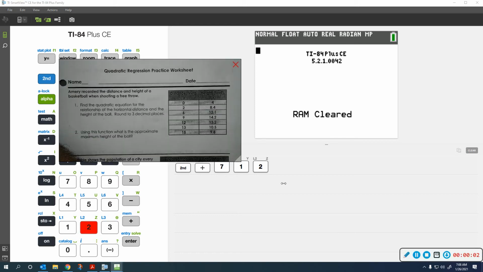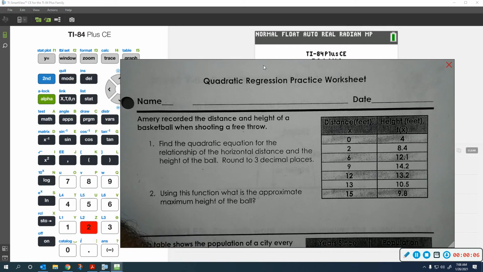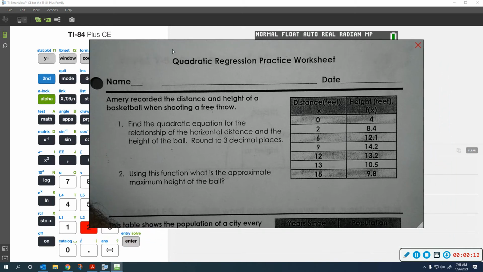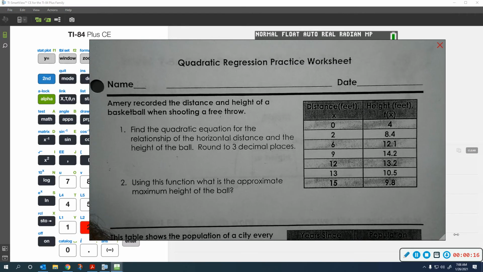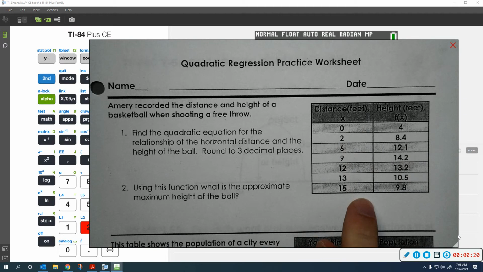Morning class. Today's video we're going to go over quadratic regression. Make sure you have your calculator for this. You will need your graphing calculator to do this assignment. You will not be able to do it without one. Alright? So quadratic regression is when you take a table and you take the information and you get it down into a quadratic.